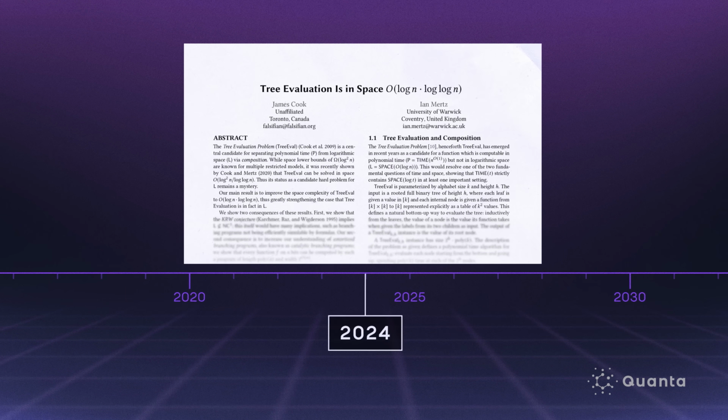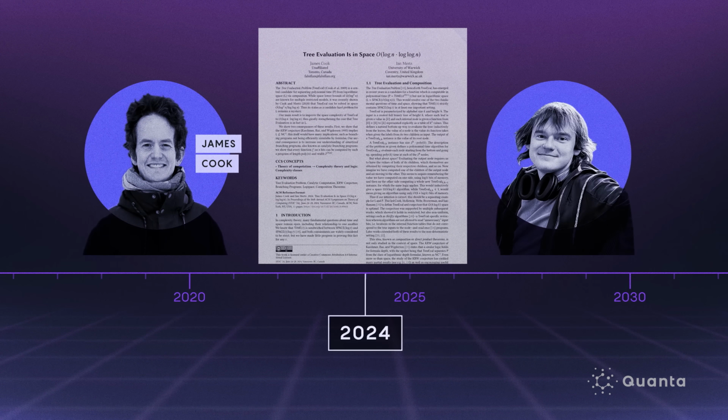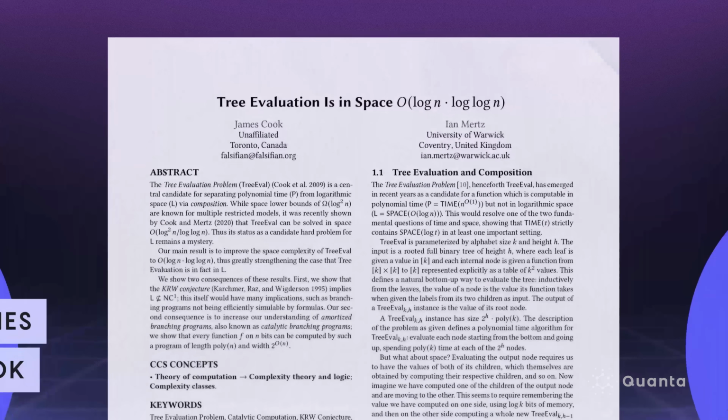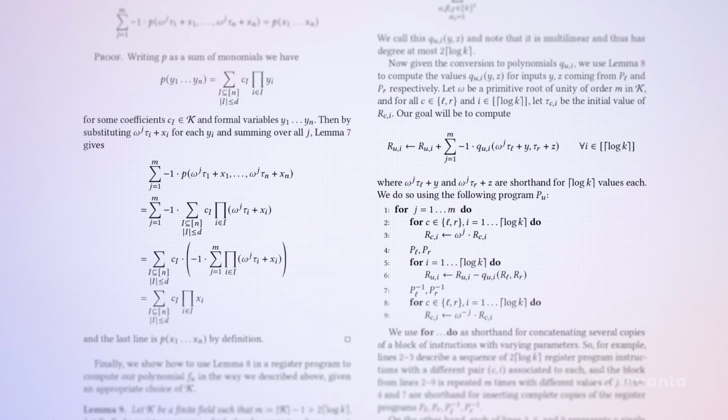In 2024, Williams' curiosity was aroused by his students' presentation on the work of researchers James Cook and Ian Mertz. The pair were focused on a seemingly unrelated problem called tree evaluation. When we worked on tree evaluation, we didn't think anything of space versus time in that way. Williams noticed something interesting at its core.